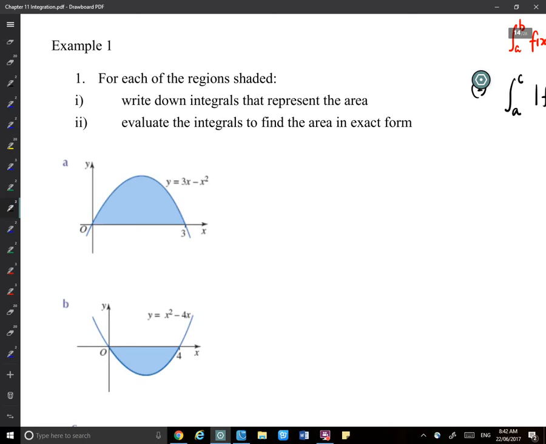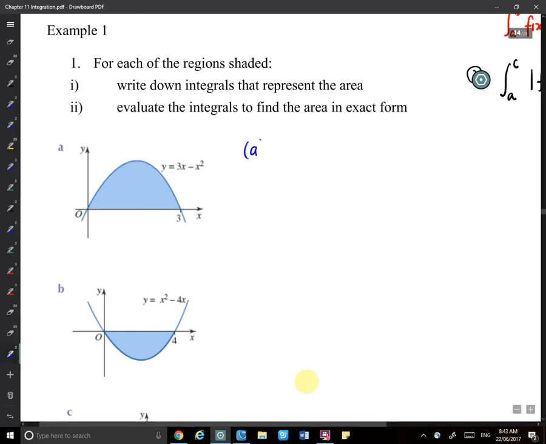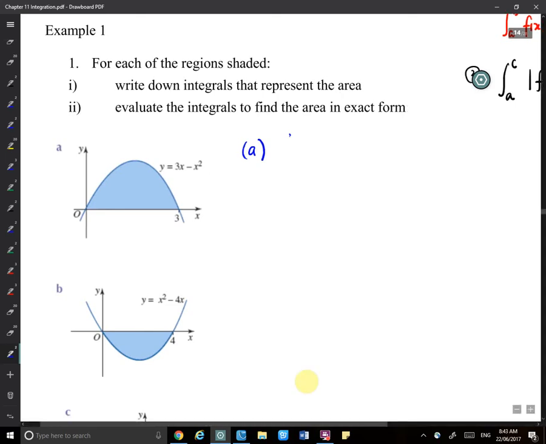Example 1. For each of the following shaded regions, write down the integral that represents the area and evaluate the integral to find the area in exact form. Let's have a look at the first one, A. It is just a graph all above the x-axis for the shading region. So that's easy, from 0 to 3 of that function, dx. Everything is above the x-axis, so it's done normally. I will integrate that and have 3/2 x squared minus a third x cubed, from 0 to 3.